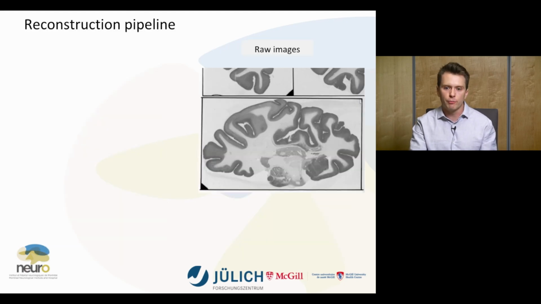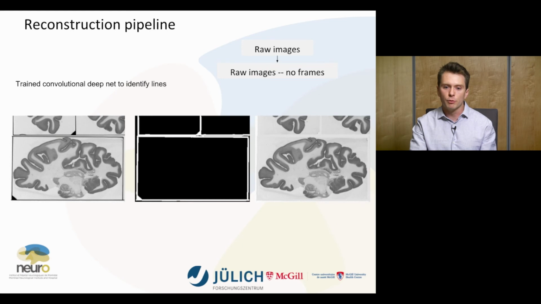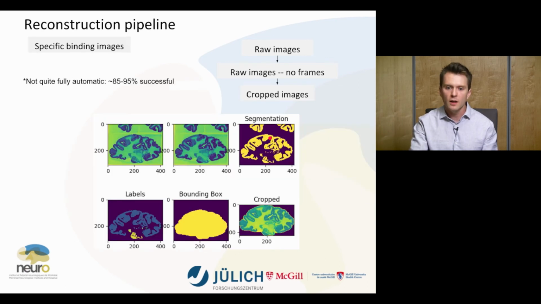So I created a reconstruction pipeline to do this as automatically as possible, because of course there's a lot of slices, you don't want to do this manually. And so I start with the raw images. And the first step is to remove the bounding boxes around the brain slices. And the way I did this is that I trained a convolutional neural network to automatically identify the bounding boxes and then remove them from the images. So that's step one. Step two is to do some sort of automatic cropping, because if we're only interested in this tissue, we have to get rid of the other pieces of brain tissue.